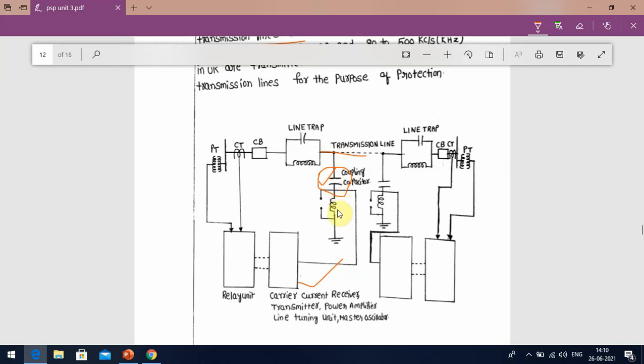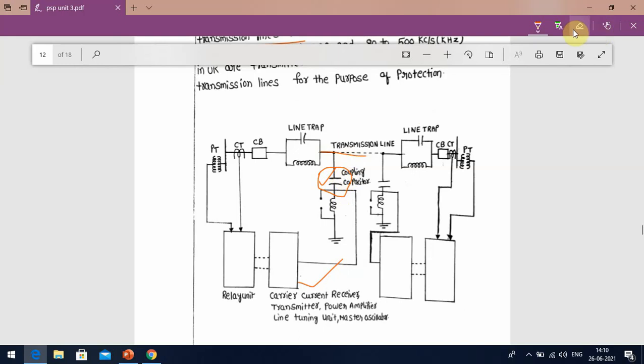Normally the coupling capacitor offers low resistance at carrier frequency and high resistance at power frequency. Okay, this is about the coupling capacitor.